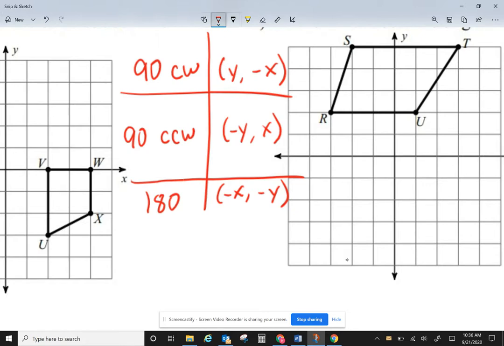Now, let me emphasize a little. 90 clockwise can also be called 270 counterclockwise. 90 degrees with the clock is the same thing as 270 against the clock. 90 degrees counterclockwise can also be called 270 clockwise. These three cases, these special cases, I'm going to be using a lot.